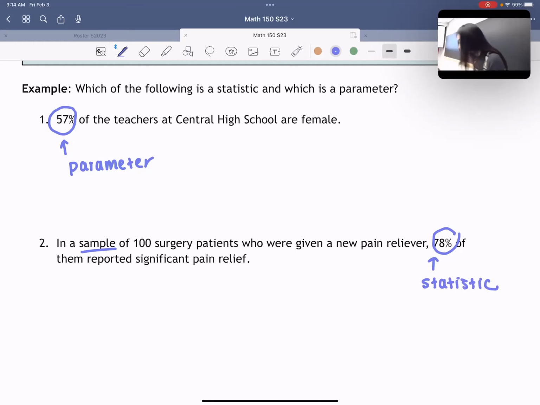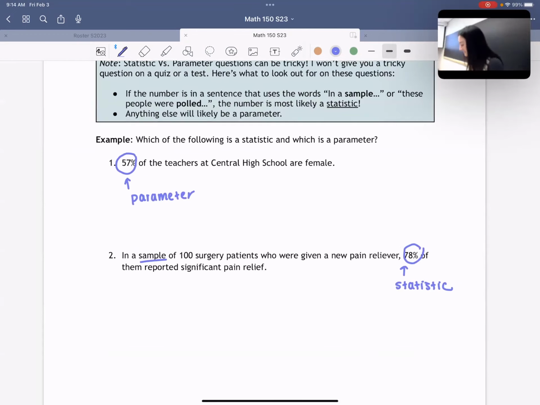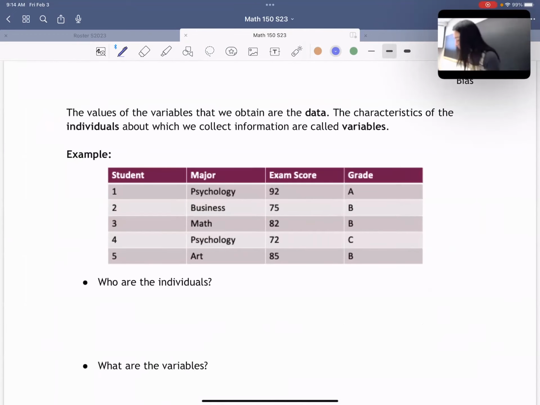All right, so I try to make this a little bit easy for everyone. These questions do get a little bit crazy. So I think if you look for those two buzzwords, it's very obvious that something's a statistic versus a parameter here. Any questions on statistic versus parameter? All right. If we flip our page over, I'm going to introduce some more words that I throw around in this class. These are all words that you've probably heard before, but I just want to make sure that we know the difference between them.